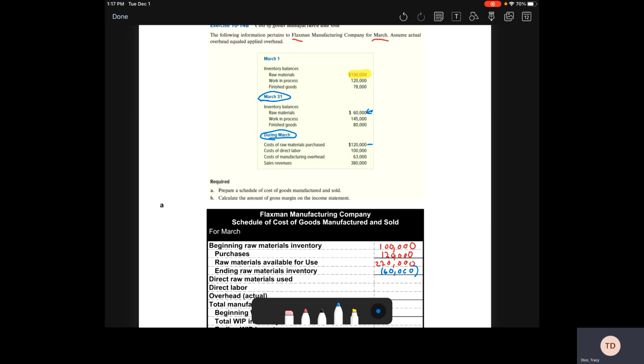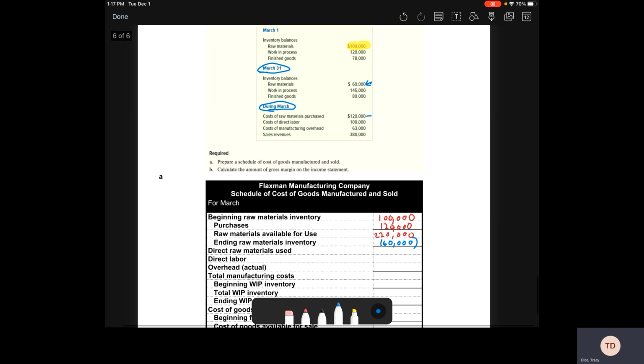So to find out how much we actually used, we know we had 220,000 available and we have 60,000 left. If we subtract those two numbers, we find that we have $160,000 worth of raw materials that we used during the month of March.